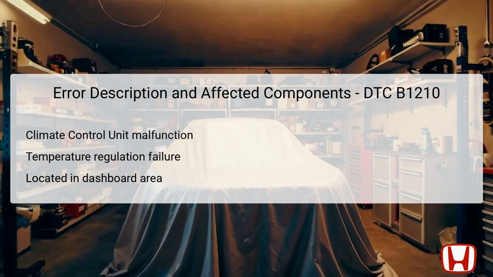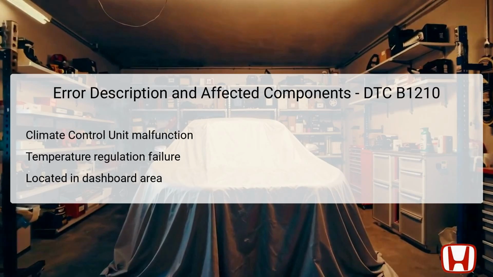DTC B1210 reflects a malfunction within the climate control unit, which is responsible for managing the heating, ventilation, and air conditioning (HVAC) systems in the Honda Accord. The climate control unit relies on various inputs to adjust the cabin atmosphere, ensuring passenger comfort. This unit is located within the dashboard area, where it communicates with other systems to regulate the internal environment effectively.